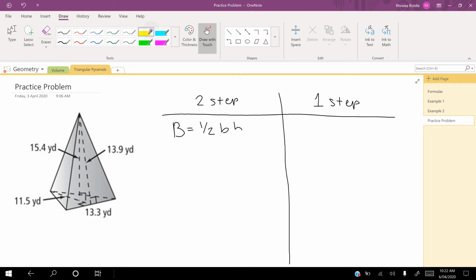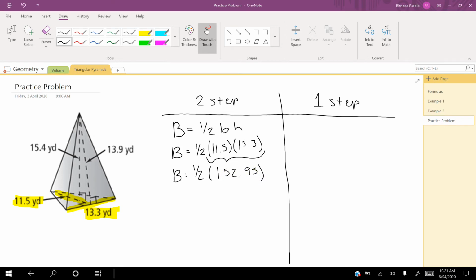So again, that's 1/2 base times height. So when looking at this, we can see that right here, there is our perpendicular line on that base triangle to the base of that triangle. So we can see that 11.5 yards is the perpendicular height to the base of 13.3 yards. So we can then go ahead and multiply. We keep that 1/2 and we multiply that 11.5 times 13.3, and we get 152.95. And then we want to find half of that, and we get that B equals 76.475, and this is in yards, so it's yards squared.